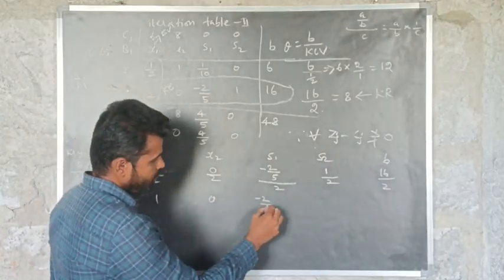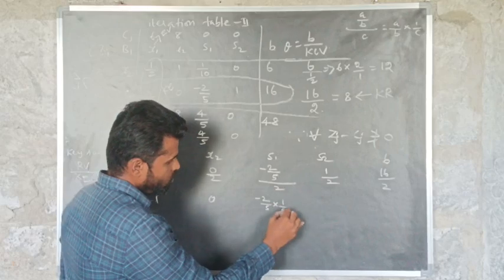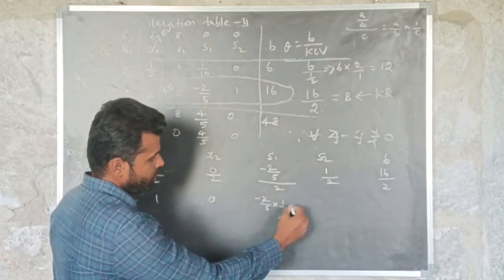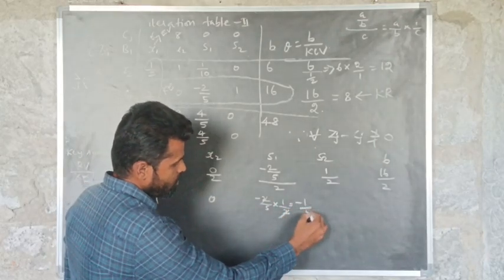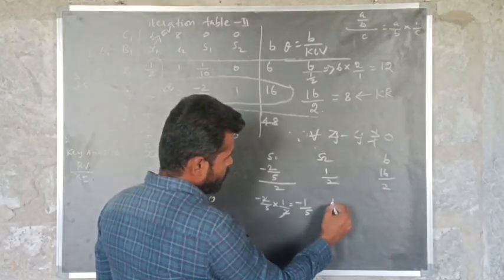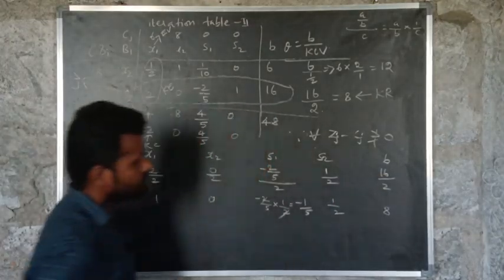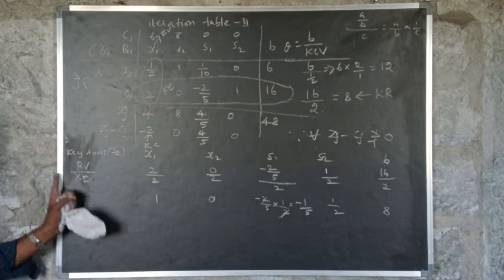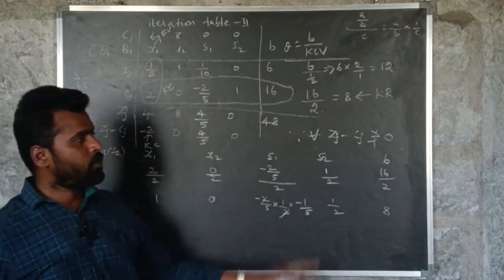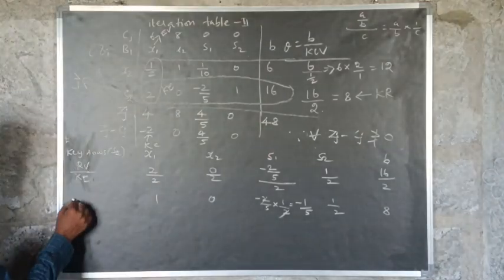A by B divided by C, you can write A by B into 1 by C. So 2 by 2 you get 1, 0 divided by anything is 0. So minus 2 by 5 into 1 by 2, what happened? The 2 will cancel, you will get minus 1 by 5. Here 16 by 2 becomes 8. So we got the iterated value for the key row. Now the iterated value for the remaining rows.